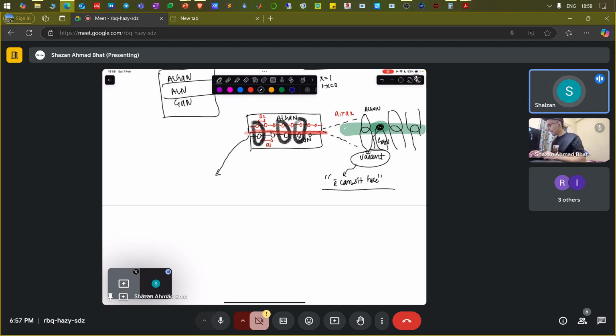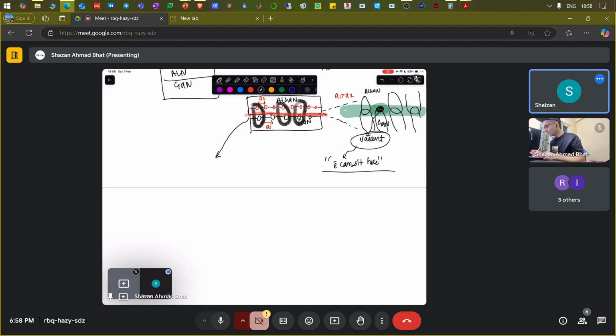Now what you have is that you have to match these lattice sites. That means there should be no or minimum lattice mismatch.